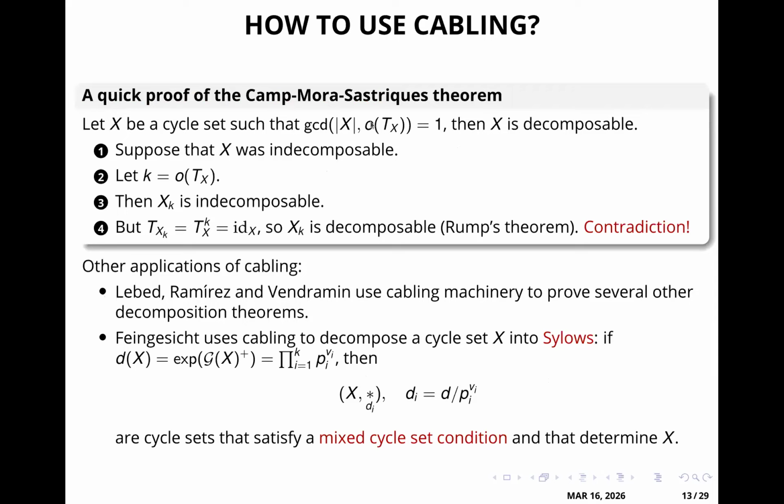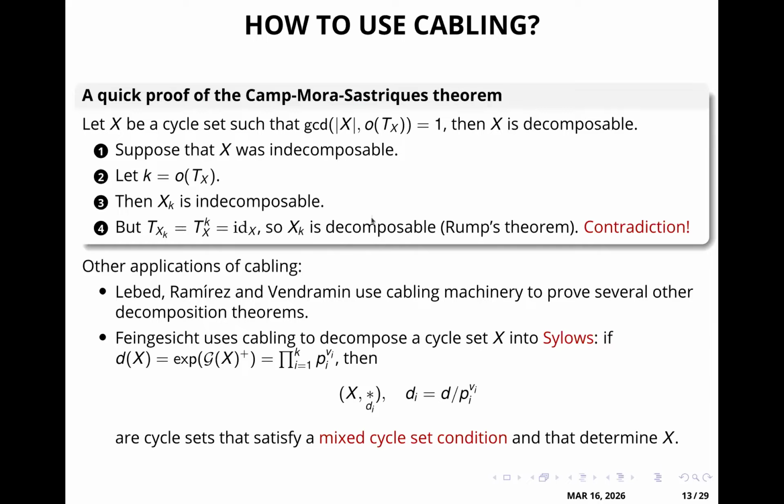Well, let's just assume that this was not the case. Then we take the k-cabling where k is equal to the order of the diagonal. As we said before, indecomposability is preserved, but on the other hand, the diagonal becomes trivialized. But what does this mean? This means that our cycle set is decomposable by Rump's theorem. So we have an obvious contradiction here.